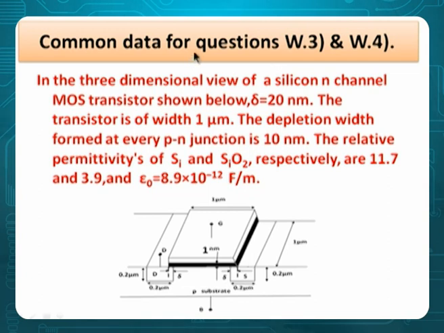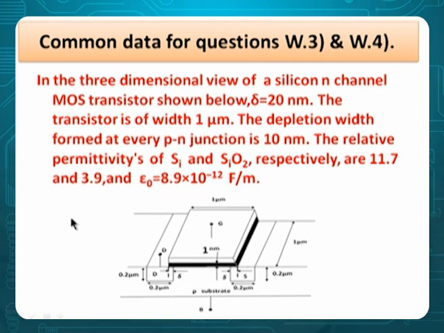Let's go to common data questions. Look at the figure. In the 3-dimensional view of a silicon NMOS, delta is 20 nanometer, transistor of width 1 micrometer. The depletion width formed at every p-n junction is 10 nanometer. The relative permittivity of silicon and silicon dioxide layer are 11.7 and 3.9, and epsilon naught, that everybody knows, is 8.9 into 10 power minus 12 farads per meter. So look at these dimensions given to us, and we need to solve the problems from the dimensions given. For example, this is 1 micrometer, this delta is mentioned as 20 nanometer, and the thickness is already mentioned here. The relative permittivities are mentioned here.